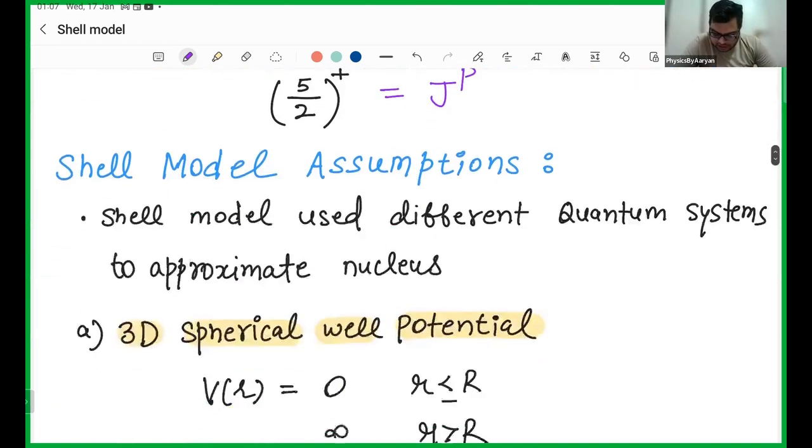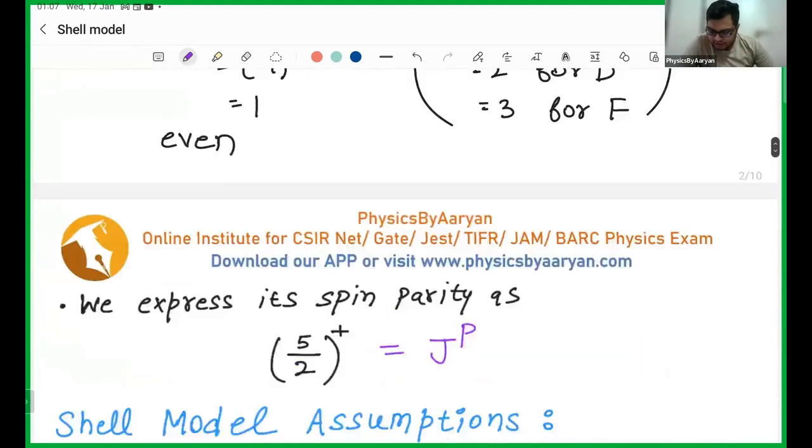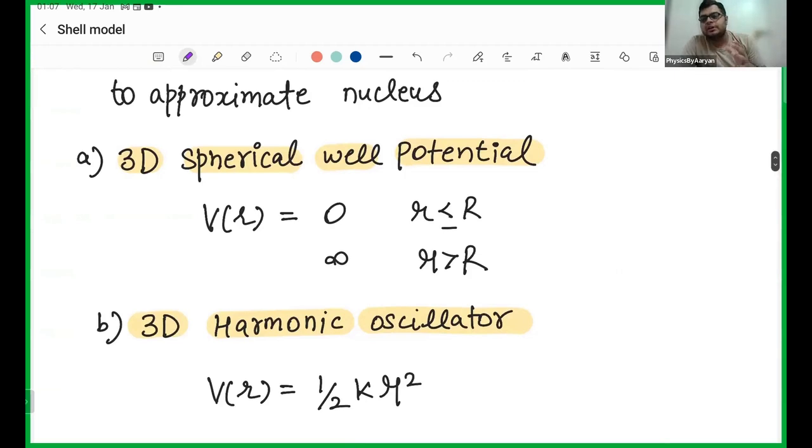Okay. Now there are some shell model assumptions. So how did the shell model come up with these energy levels which I showed you? Basically the shell model tried different things. First, it tried a spherical well potential. It considered that there is a spherical well, because whenever you want to study the nucleus, you want to study how your nucleus looks. So you have to compare it with some quantum system which is similar to that. So first of all, it assumed that we have a 3D spherical well. In that situation, the potential is zero inside this sphere, but the potential is infinite outside. But still there were some problems in this.